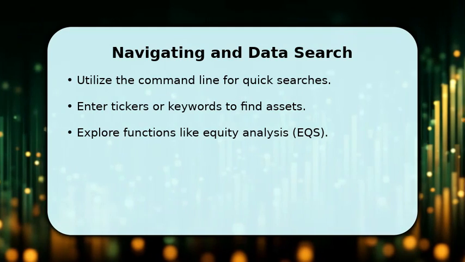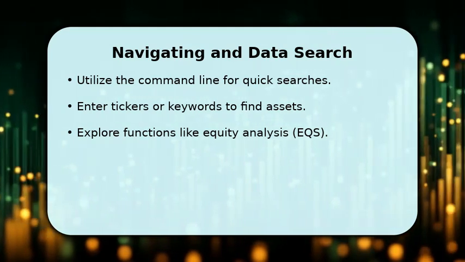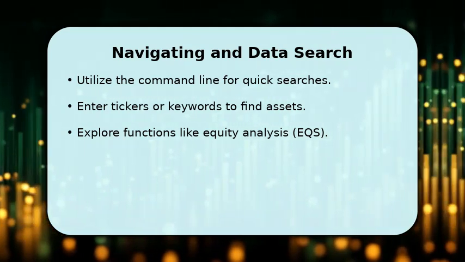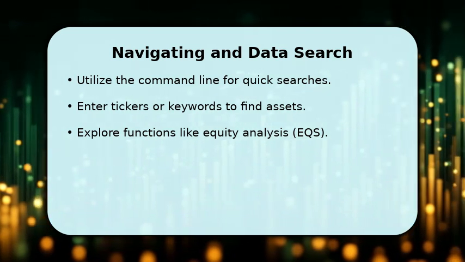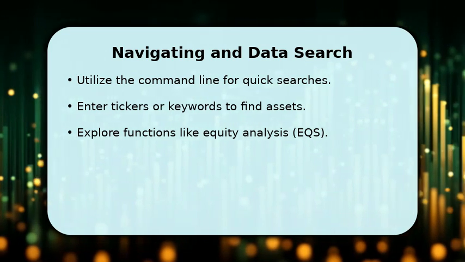Once you're logged in, the command line is your primary tool. Simply type a ticker symbol, like Opal US Equity, or a keyword, then press the green Go key. For example, to analyze equities, you might type EQS and then Go.